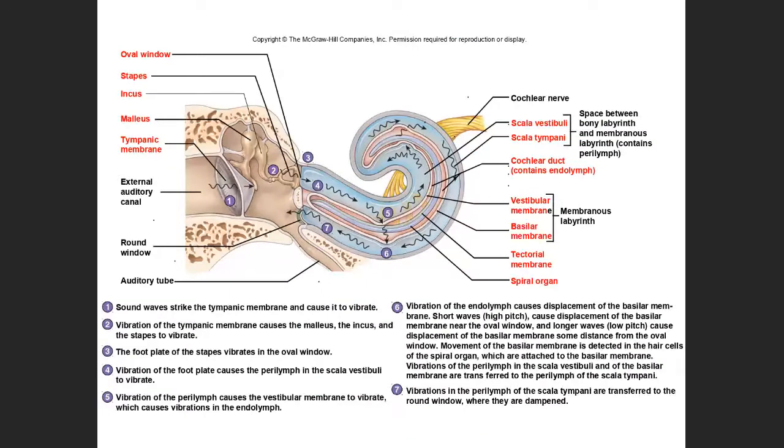You should know the path that sound waves take all the way into the cochlea. They go from the external auditory canal, hit the tympanic membrane, make the three little ossicles vibrate, go through the oval window, into the scala vestibuli. From there, they either travel directly down to the scala tympani or go all the way to the helicotrema and travel to the scala tympani. As they do that, they distort the basilar membrane and activate the hair cells. They're then dispersed through the round window.